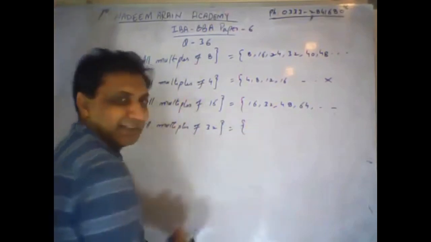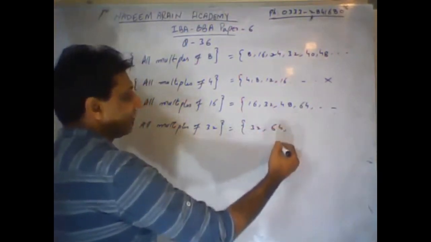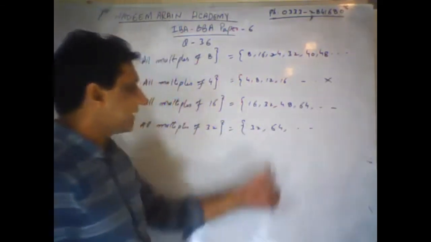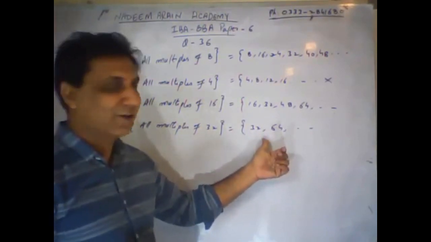And same goes for the 32. 32 multiples are 32, 64, and so on, okay? So these numbers are also divisible by 8. So this is also a subset of S.